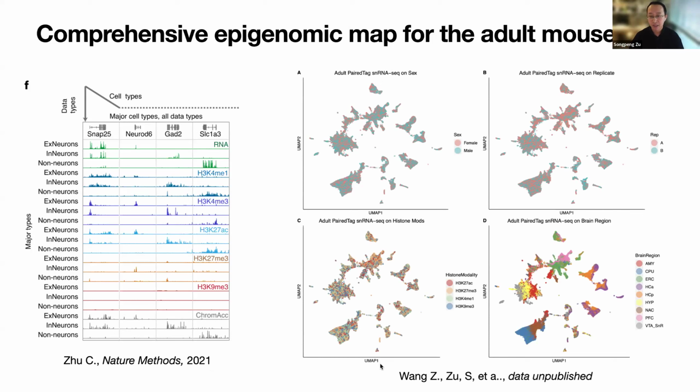Here I want to show you our current analysis of the adult mouse brain using this paired tag data. We have 4 different histone modifications, and in total we have collected at least 1 million cells across major regions. This is still ongoing work. Based on the histone modification and the ATAC-seq data we have, and also the single nuclear methylation data released in the BICAN project, we are trying to construct a truly comprehensive epigenomic map for the adult mouse brain.